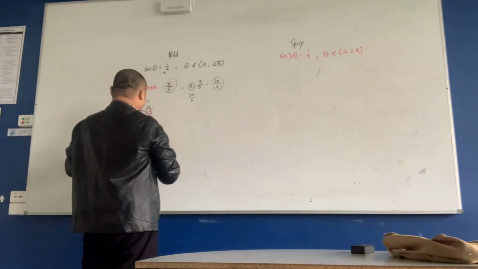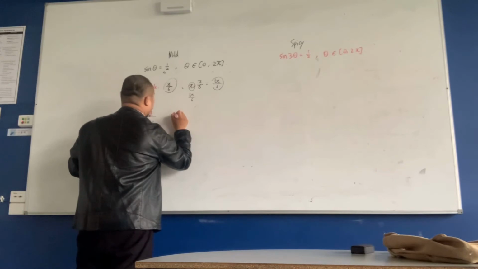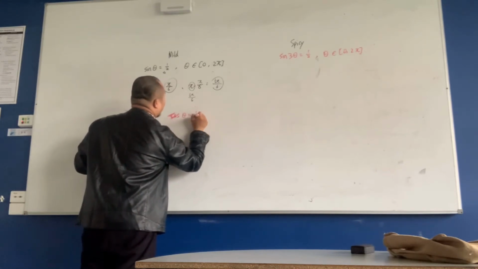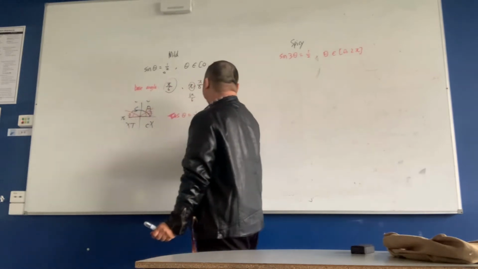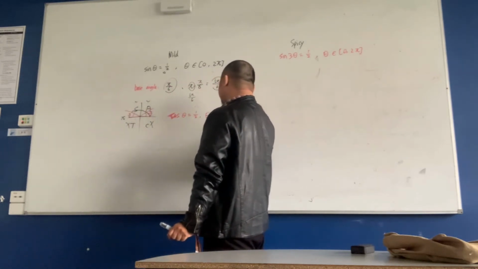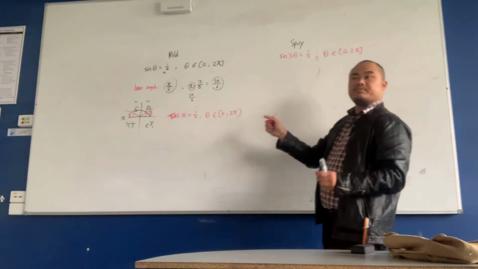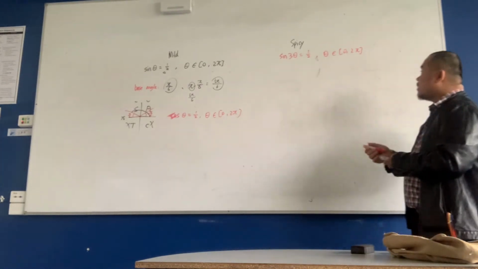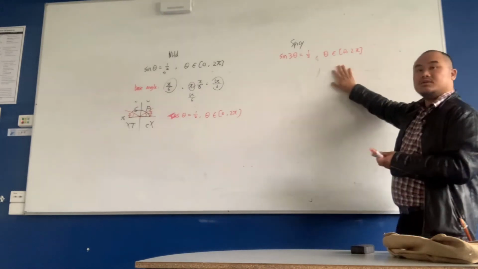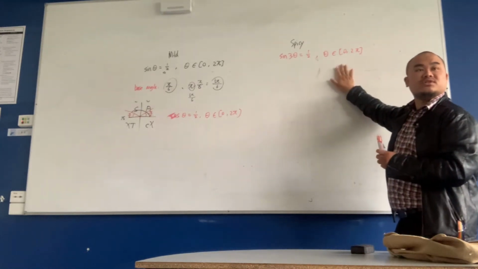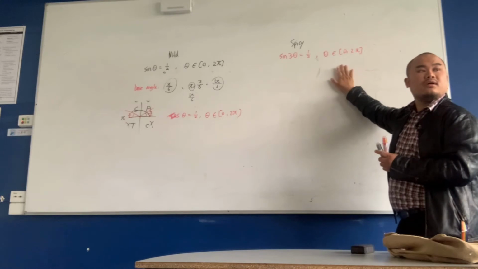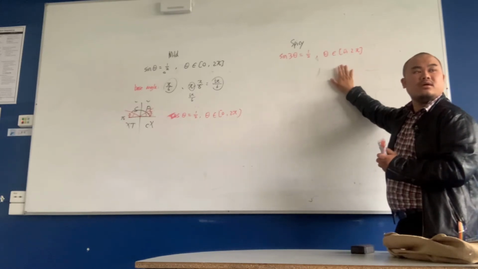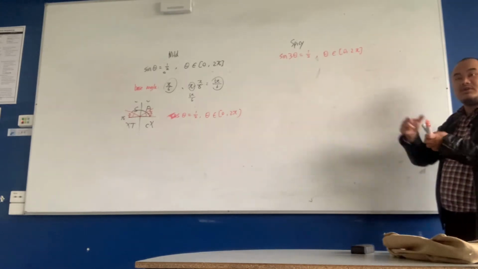So what you're going to do now is, let's try cosine then. Cosine theta equal to half, and then theta belongs to 0 to 2 pi. So you guys have a go on this one. Okay? You guys have a go on this one. All right. So raise your hand if you were doing this one just now. Okay, so now I'm going to talk about this one, all right?